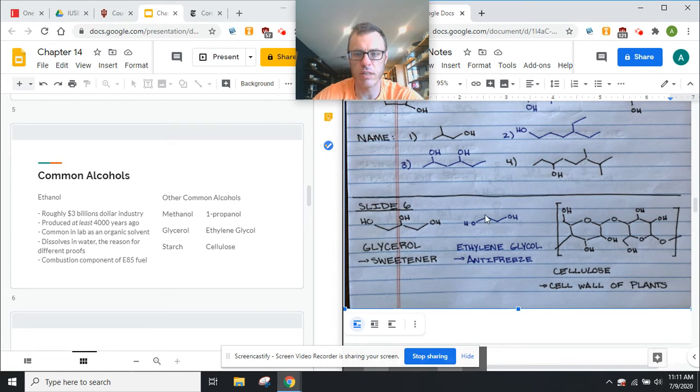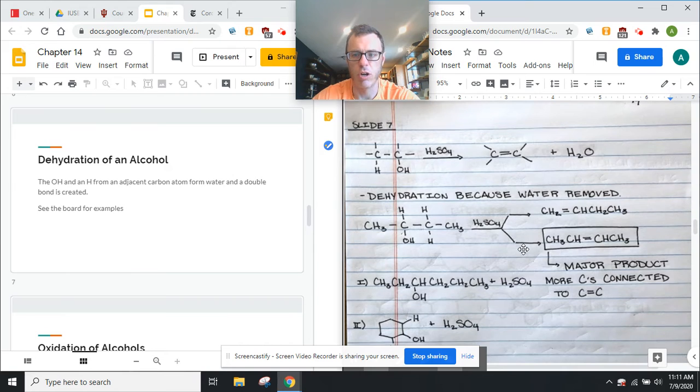Ethylene glycol looks like this. There's 2 carbons and 2 OH groups. That's an antifreeze. It's dyed because it has a real sweet smell, and so your dog might try to drink it, and it's very poisonous for them. So that's why it's those crazy colors. And then cellulose. This is in the cell wall of plants. You can see there's a lot of OH groups around there. This is a polymer, and so you have this chunk and then another chunk and another chunk. So there we go.